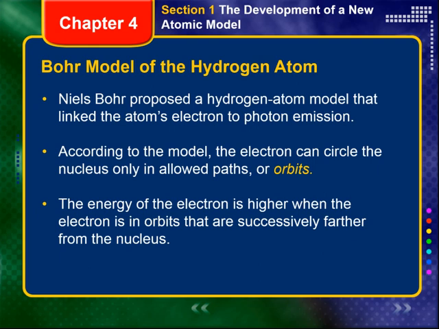According to the model, the electron can circle the nucleus only in allowed paths or orbits. When the electron is in one of these orbits, the atom has a definite or fixed energy. The electron, and therefore the hydrogen atom, is in its lowest energy state when it is in the orbit closest to the nucleus. This orbit is separated from the nucleus by a large empty space where the electron cannot exist. The energy of the electron is higher when it is in the orbits that are successively farther from the nucleus.